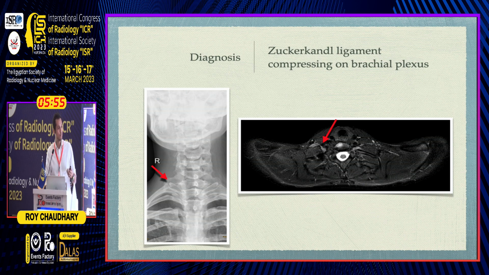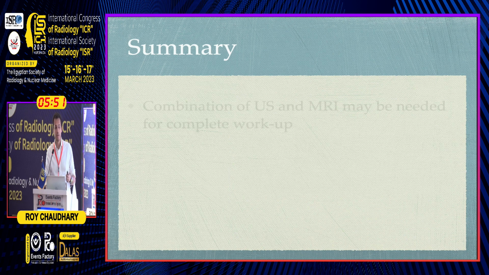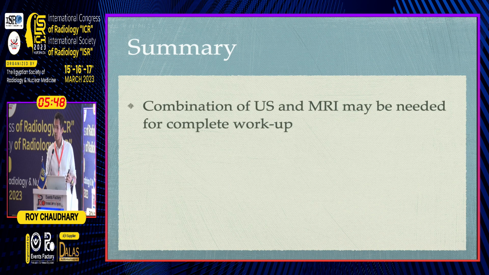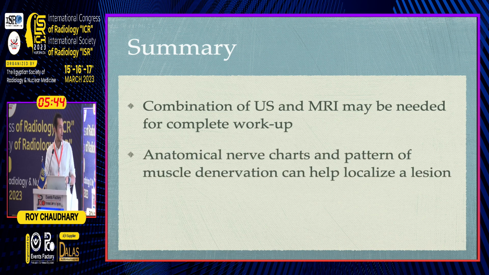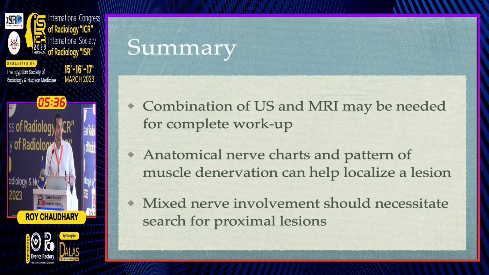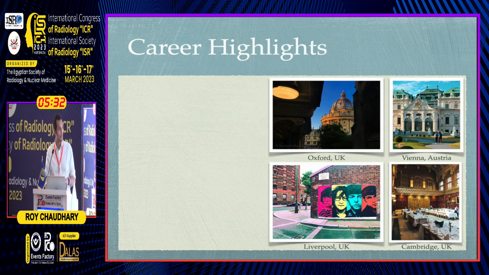So that's my learning from these 3 cases, and hopefully you found it useful. So in summary, a combination of ultrasound and MRI may be needed for complete workup. Anatomical nerve charts and pattern of muscle denervation can help localize a lesion. And mixed nerve involvement should necessitate a search for proximal lesions.